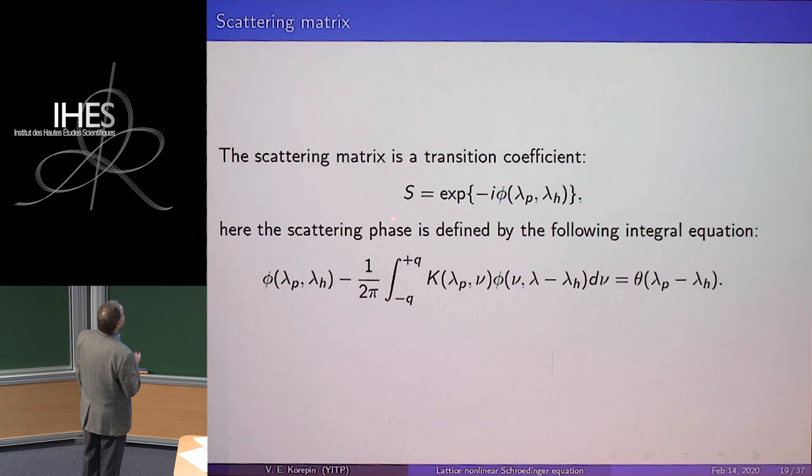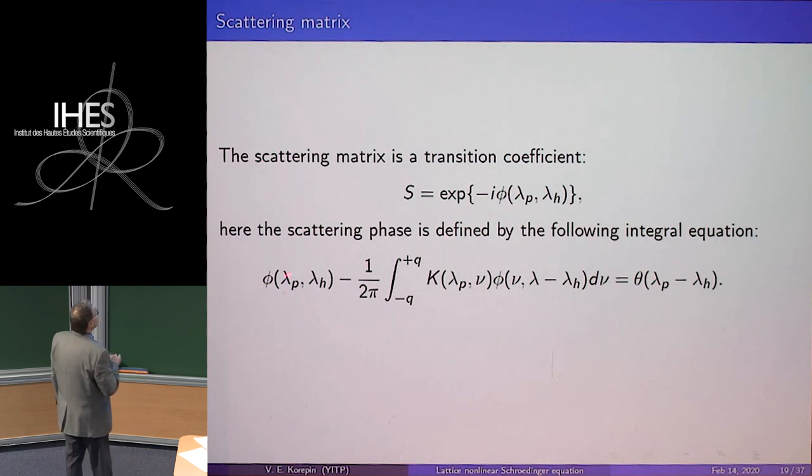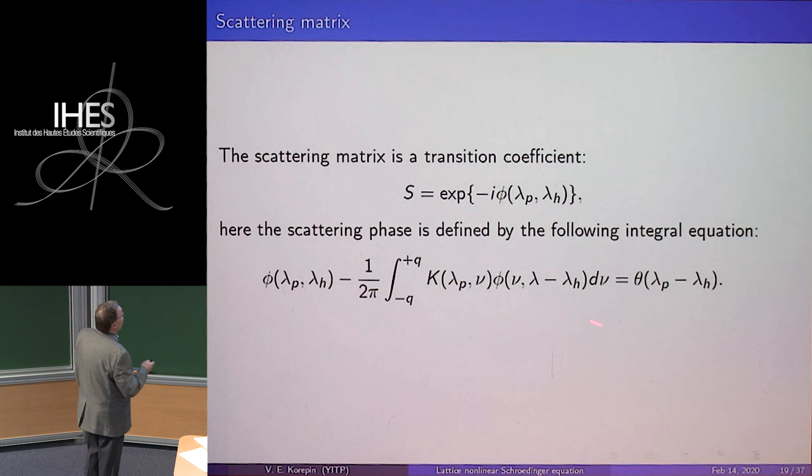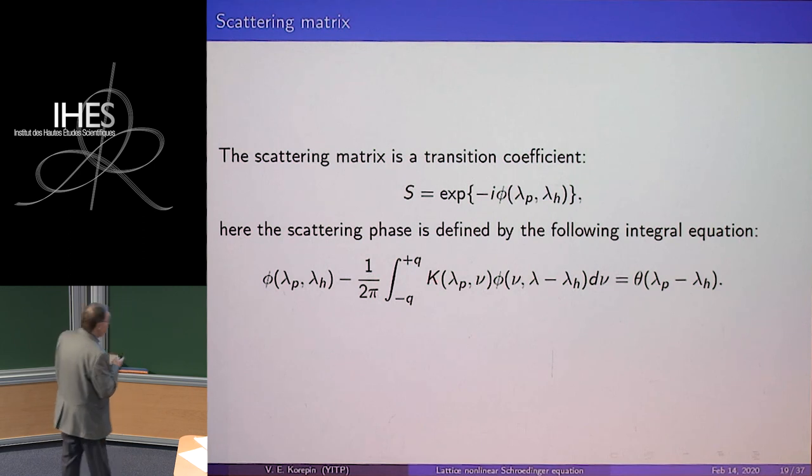This is the scattering matrix. These two elementary excitations scatter, and the scattering is elastic, there is only transmission, and the phase shift is given by a similar integral equation. In the right-hand side, I put this theta. Theta actually has the physical meaning of the phase shift in the bare vacuum, at zero density. And then when I have non-zero density, I have to dress up this phase by this integral equation. So, the phase shift.